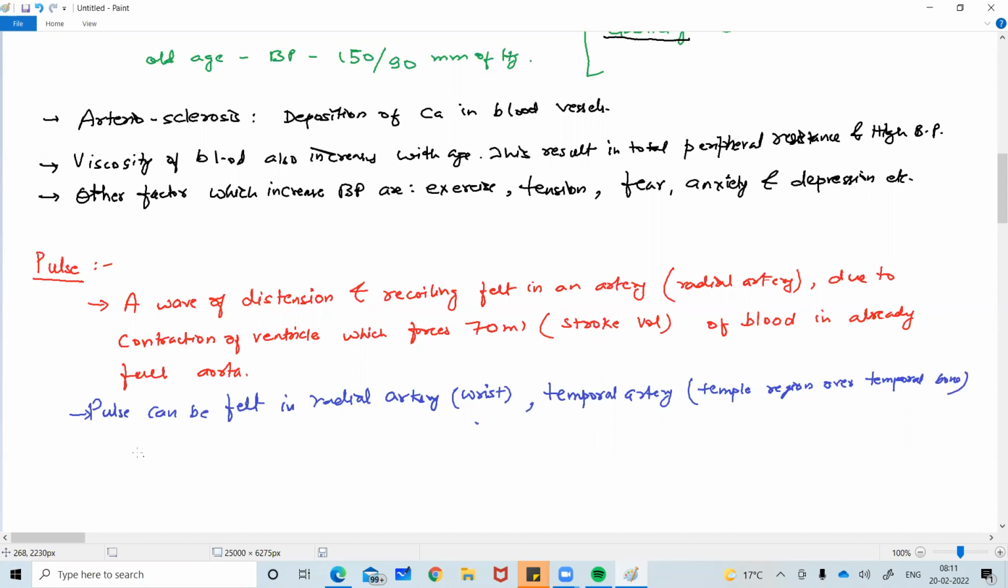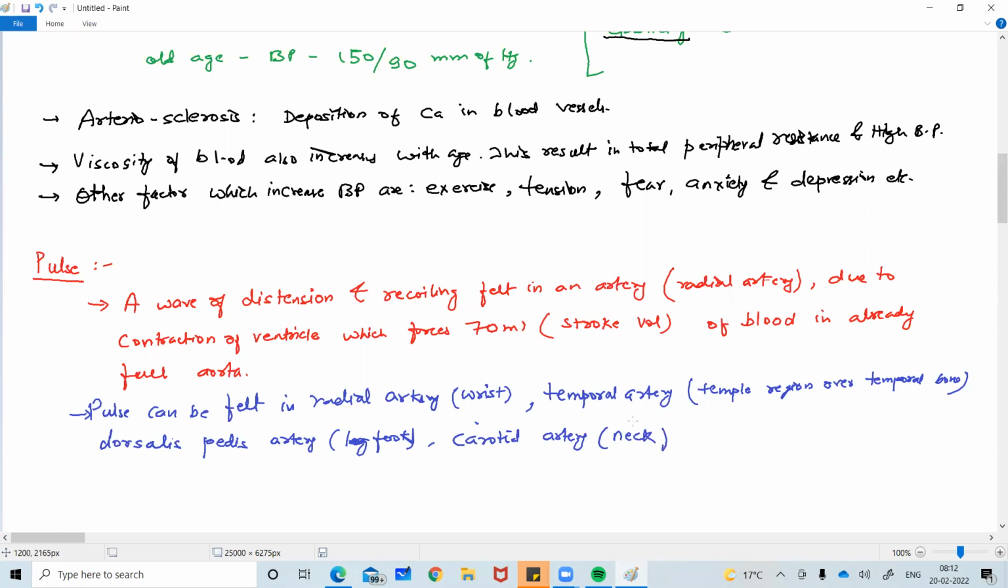Then what else? Third is on the foot, and the blood vessel is called dorsalis pedis. Dorsalis pedis artery. This is present in foot. Sorry, you can't say leg, you can say foot. And the last is carotid artery near the neck. Carotid artery. This is in the neck region.